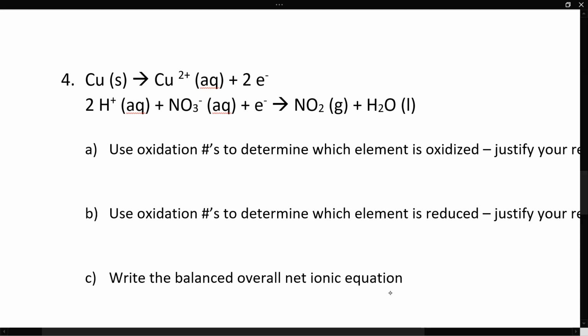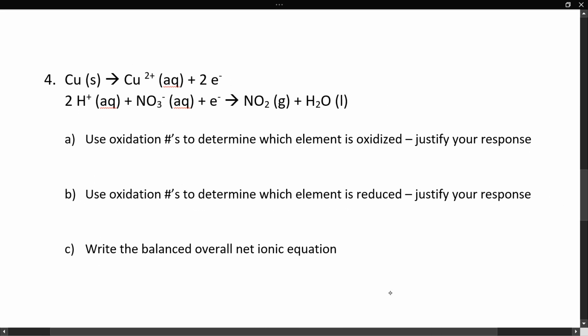We're looking at copper and nitrate, and this is actually something that was happening when we dissolved that copper penny in nitric acid. There was a redox reaction occurring that we're going to represent right here. You might remember we made that brown gas, that was our NO2 gas that we made in the fume hood. For those of you who remember doing that brass lab, we were observing this reaction occurring.